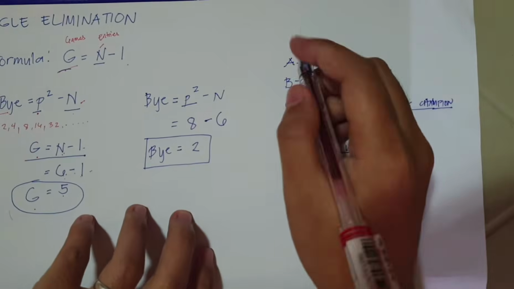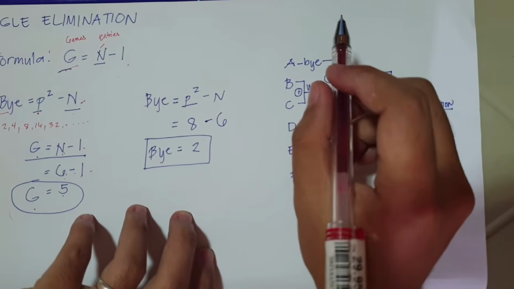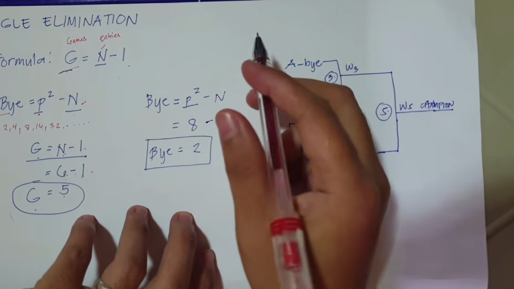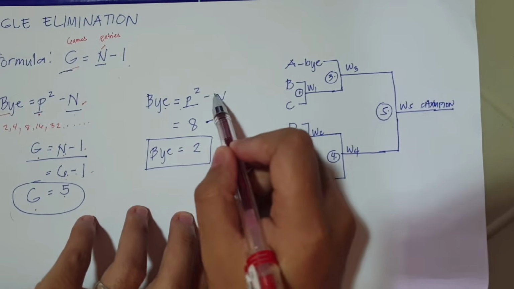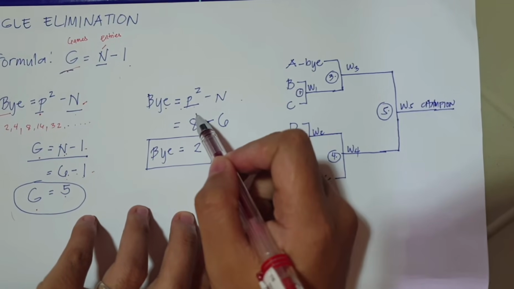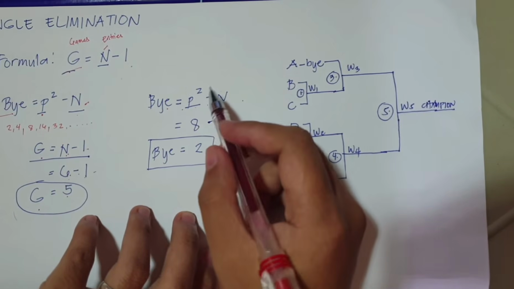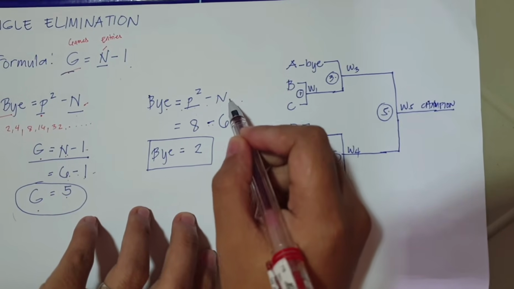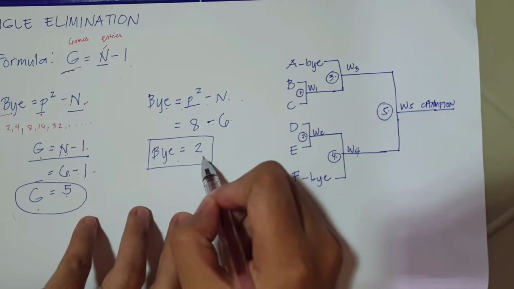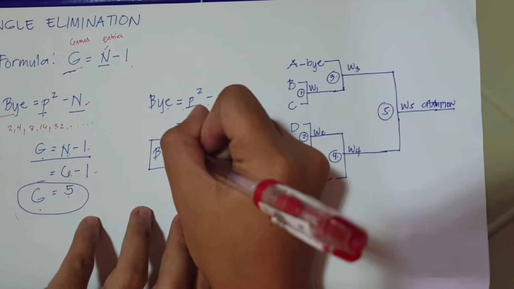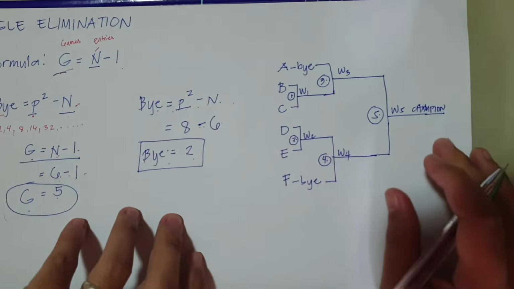Now, we are going to compute the number of byes. We're going to use the formula bye equals p squared minus n. We replace p squared with 8, then minus 6, the number of entries. So, there are 2 byes in 6 participating teams.